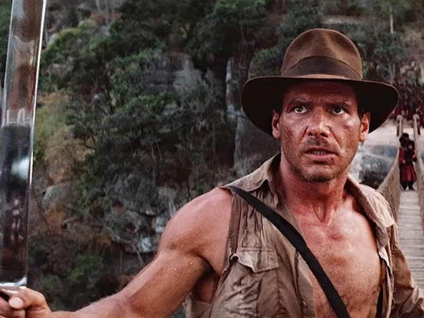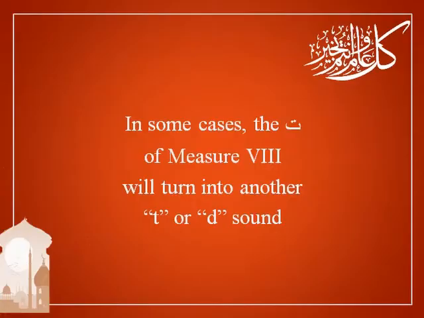Okay, we just talked about measure 8. Measure 8 was distinguished by what? The ta in between the first and second root letters. In some cases, the ta of measure 8 will turn into another T or D sound. You know that these are similar. You also know that we have several of them in Arabic. We have the ta, we have the hard ta, the golf club, we have dal, we have dod. In some cases, this letter will turn into that.